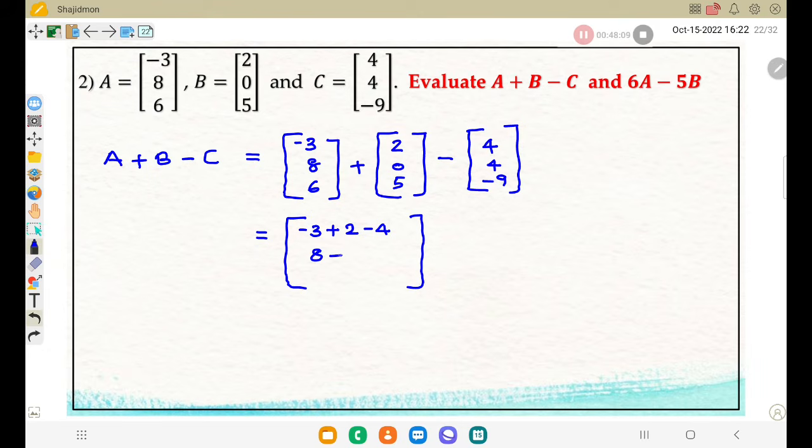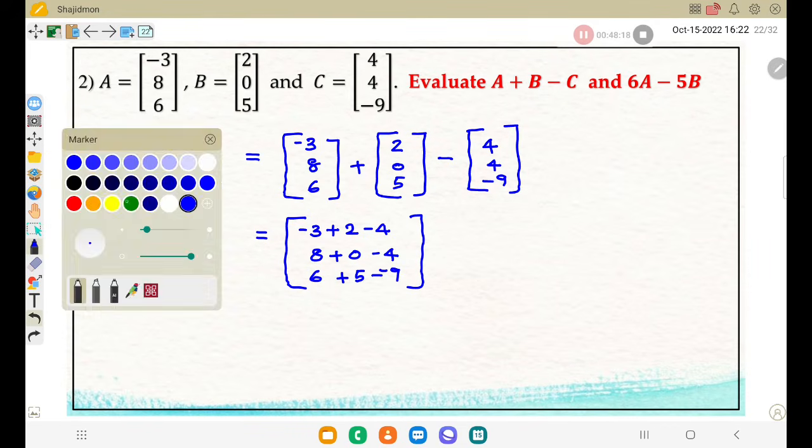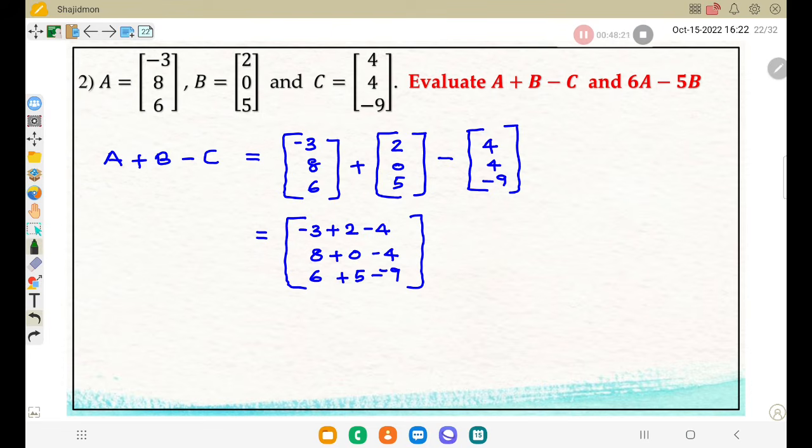Now 8 plus 0 minus 4, and 6 plus 5 minus 9. Correct? So you can check what the answer will be. -3 plus 2 minus 4, so you will get -5. Now the second one you will get 4. The third one, 6 plus 5 plus 9, so it will be 20. So this is the matrix A plus B minus C.